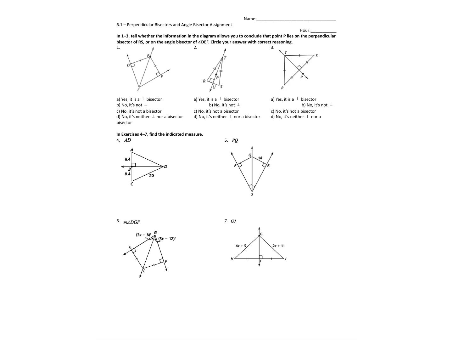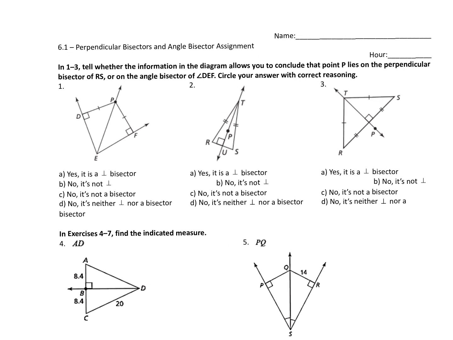So for numbers 1, 2, and 3, we need to determine whether or not we have a perpendicular bisector. In order for it to be a perpendicular bisector, one, it has to be perpendicular to the line on the base of the triangle, and it has to be equidistant to the ends. So let's look at number 1.